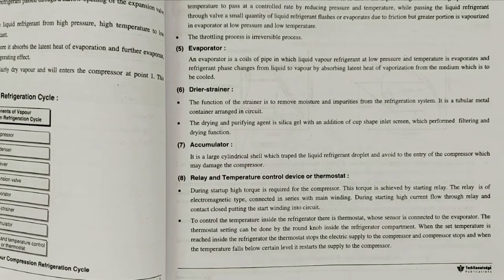To control the temperature inside the refrigerator, there is thermostat whose sensor is connected to the evaporator. The thermostat setting can be done by round knob inside the refrigerator compartment. When the set temperature is reached inside the refrigerator, the thermostat stops the electric supply to the compressor and compressor stops, and when the temperature falls below certain level, it restarts the supply to the compressor.